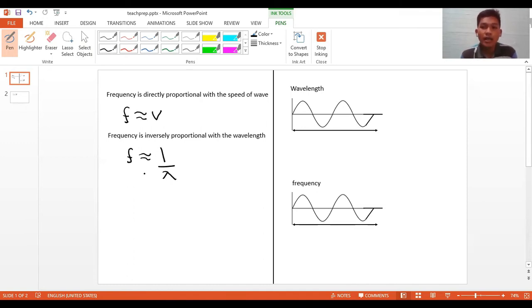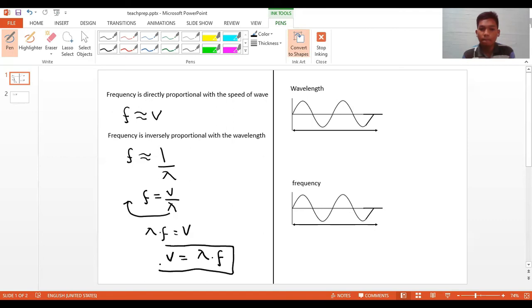So those two relations can result in one main equation. The equation can be F equal to V over lambda. After that, with the mathematical equation, the lambda can move to the other side. For example, move to this side with multiplication. So it results in lambda times F equal to V. So at the end, we have the main equation for the speed of wave: V equal to lambda times F. So I will box it first.